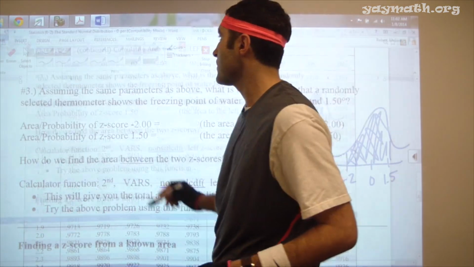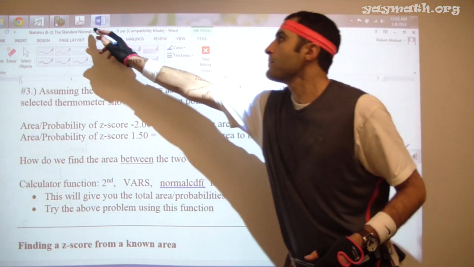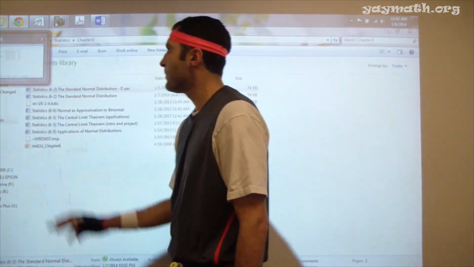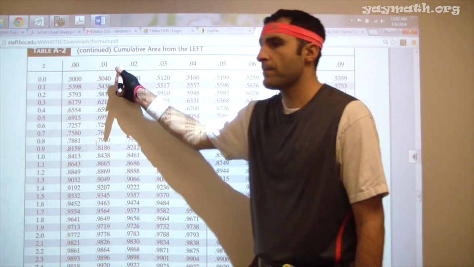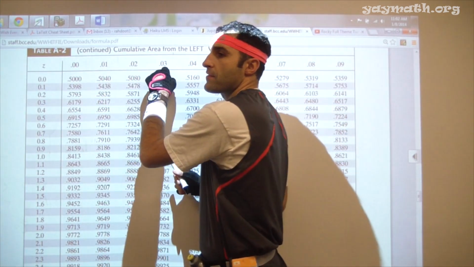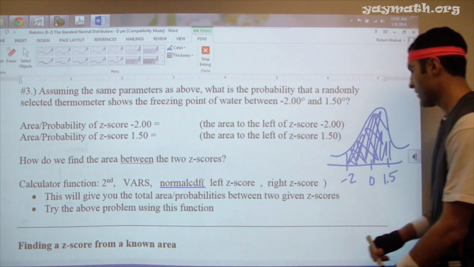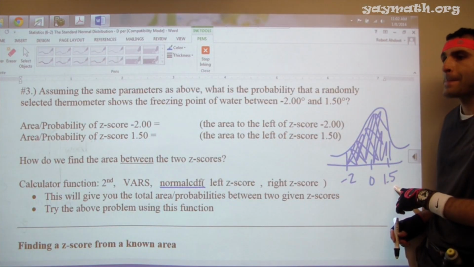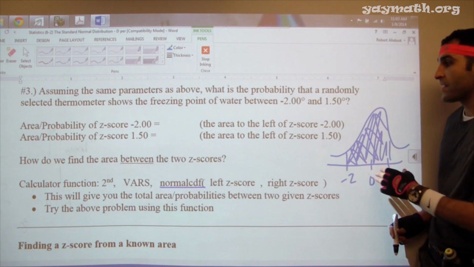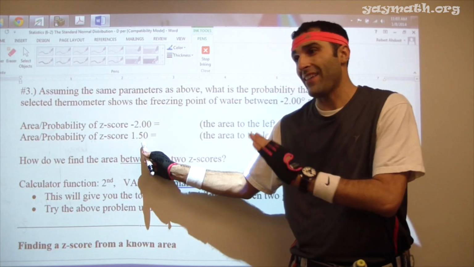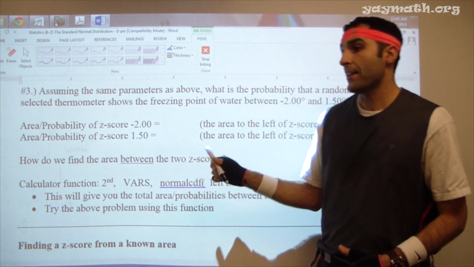May I ask you a question? Please ask, always. So on that graphic, you see the top where it goes 0.00, 0.01. How do you know which one? These are the hundredths place. But how do you know which one to look at? Good job. The question asks for a z-score of 1.5. Okay. So 1.50. The z-score that they're asking for is 1.5 exactly. It even says 1.50 right here.